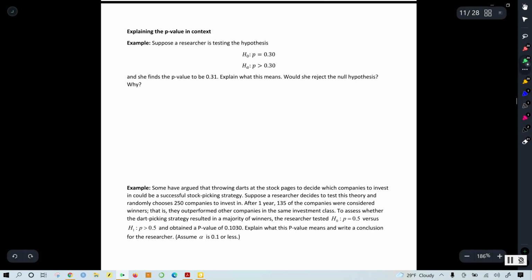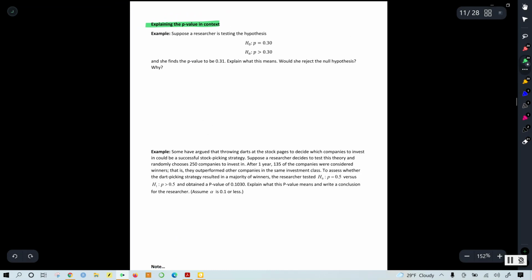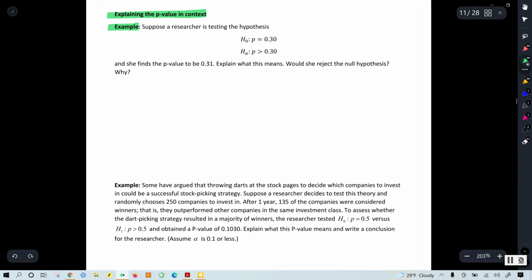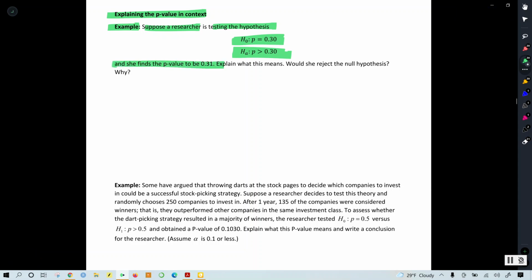We now move on to how to explain a p-value in the context of a problem. We look at the first example. Suppose a researcher is testing the hypothesis where the null hypothesis states that the population proportion is 0.30 and the alternative is that the population proportion is greater than 0.30, and she finds the p-value to be 0.31. Explain what this means.